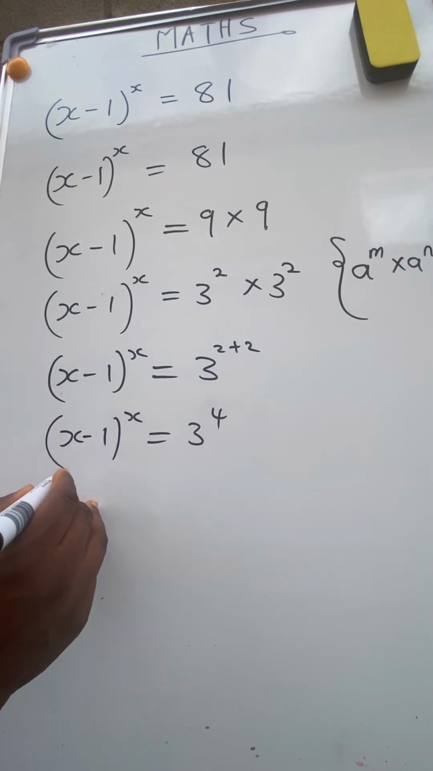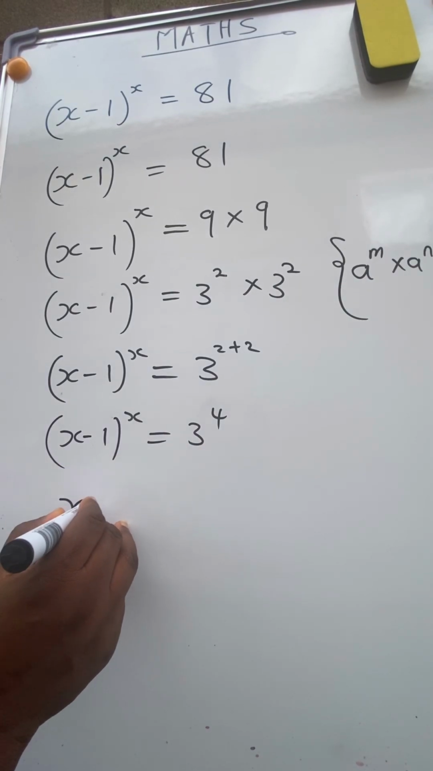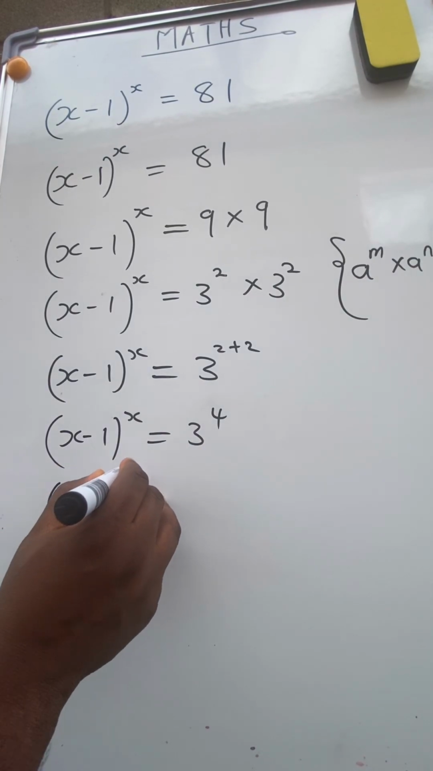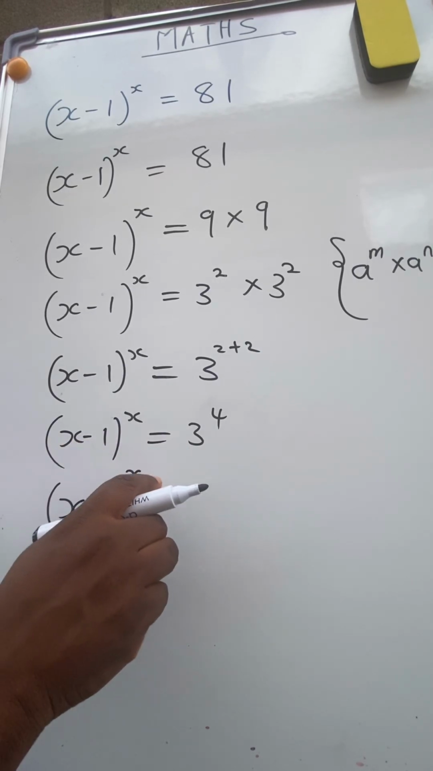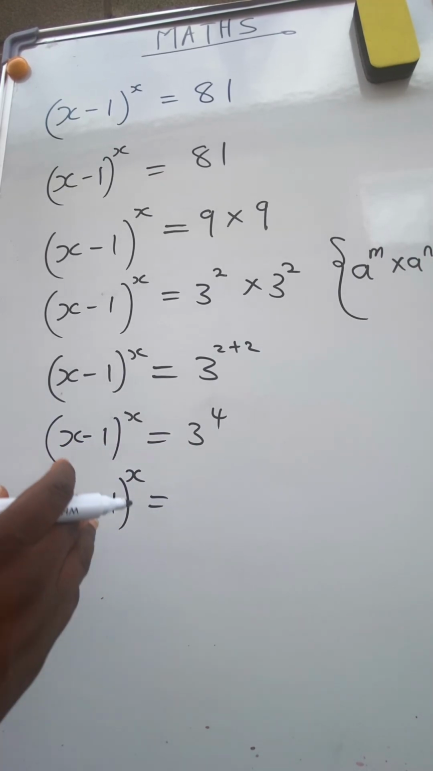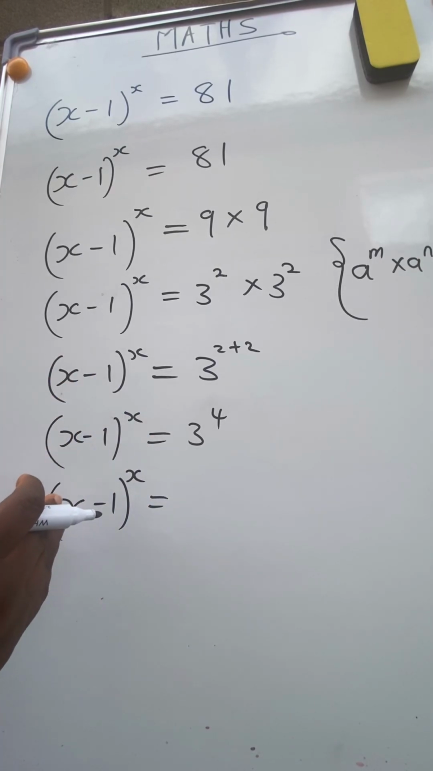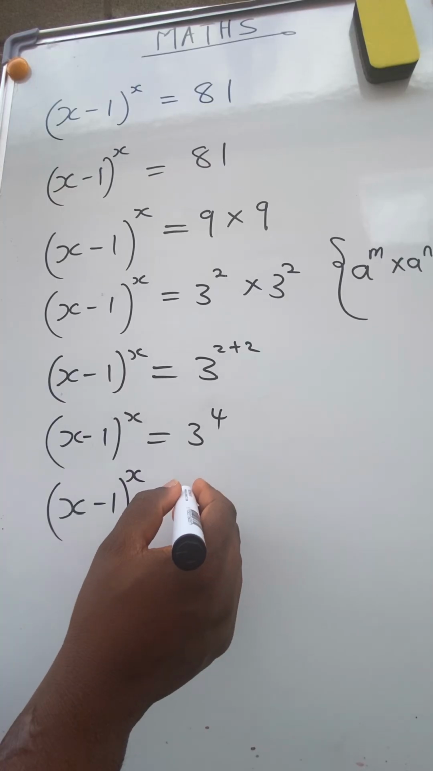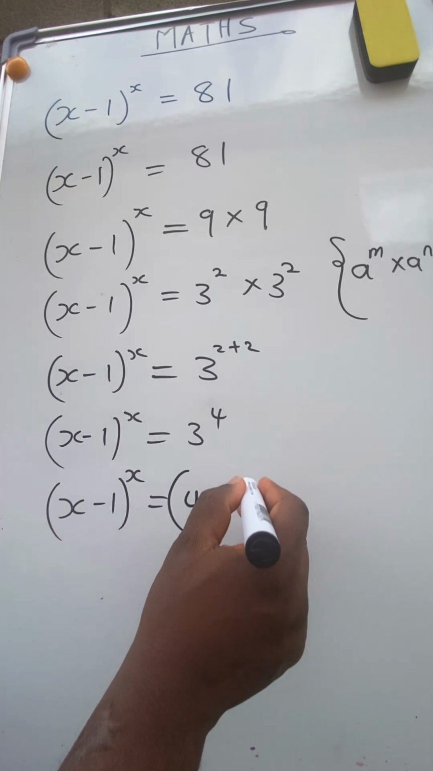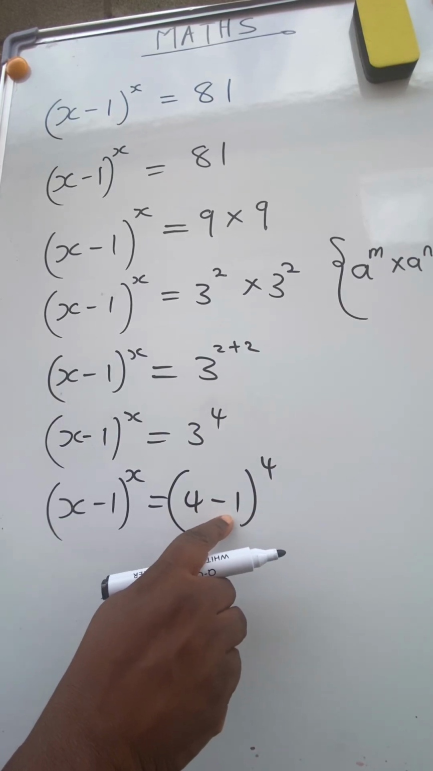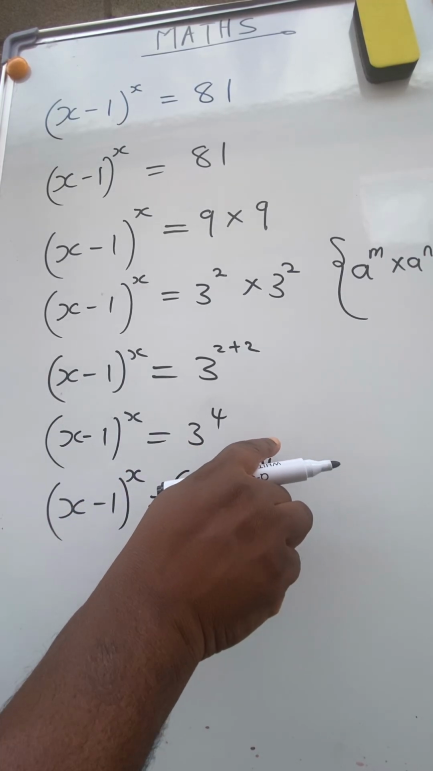This will be gotten by saying (x minus 1) all raised to the power of x will be equal to what could be the value of x, because we need to compare the left-hand side and right-hand side in order to get our final answer. That will be equal to (4 minus 1) all raised to the power of 4. 4 minus 1 will be equal to 3 raised to the power of 4.